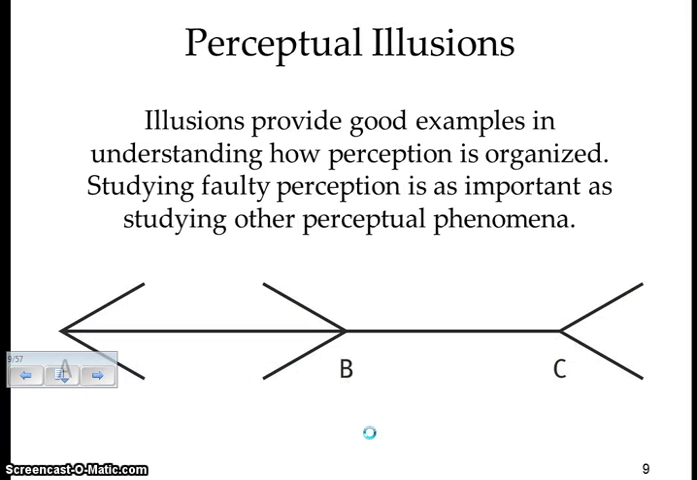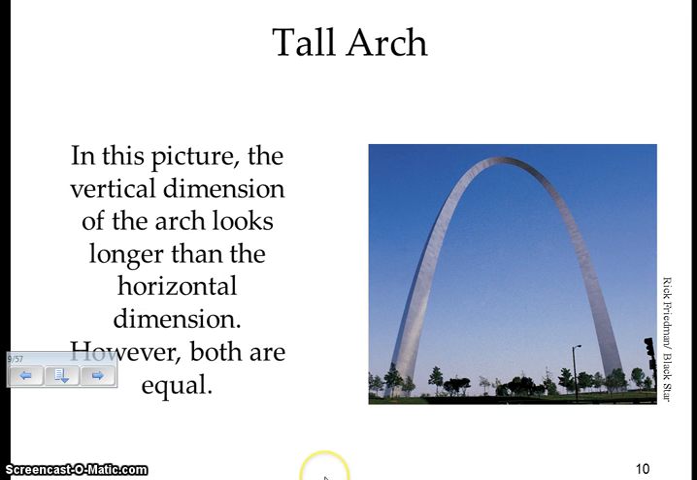Perceptual illusions. Illusions provide good examples in understanding how perception is organized. So when you're studying faulty perception, it's as important as studying other perceptual phenomena. So we look at A, B, B, C. Are they the same line? AB is actually longer than BC. Like this tall arch. In this picture, the vertical dimension of the arch looks longer than the horizontal. So when we look at vertical versus horizontal, the vertical actually looks a little bit longer.